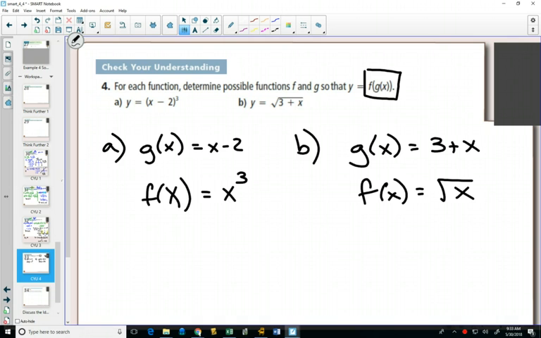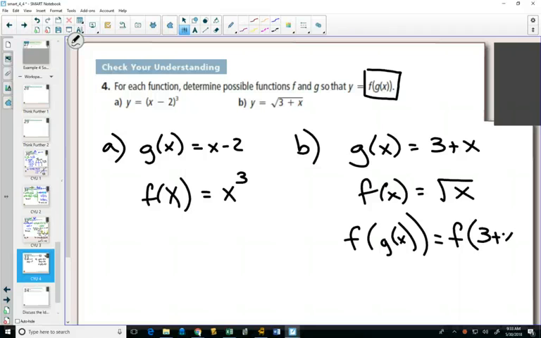And if you'd like, you can take these and test them. You can say, well, what is f of g of x? According to what I have, that would equal f of, well, g of x I said was 3 plus x. And f of x is whatever you put in, you square root it. Sure enough, it matches up.